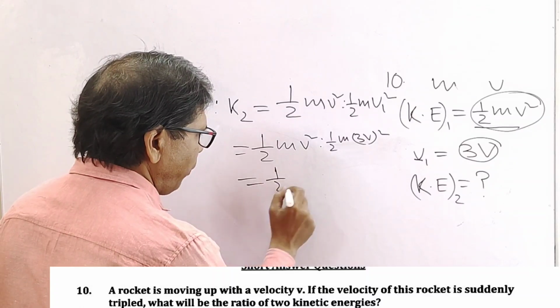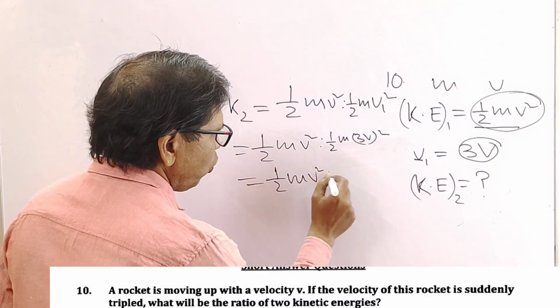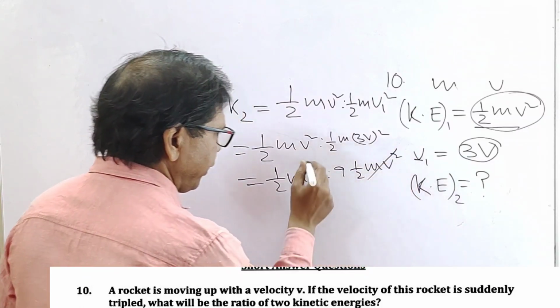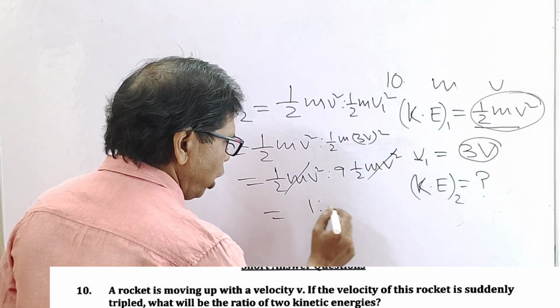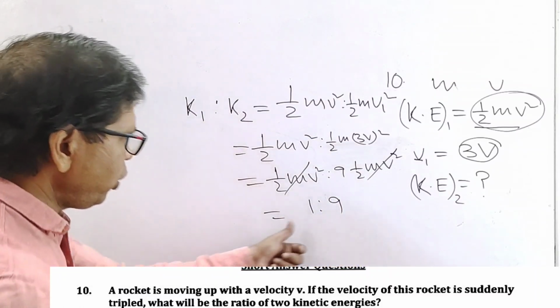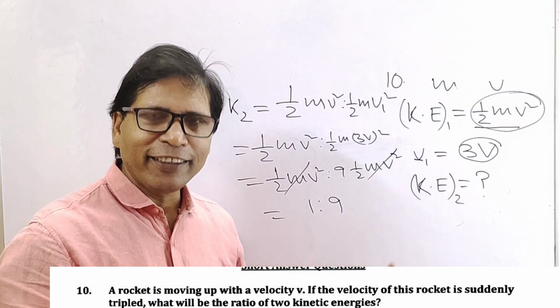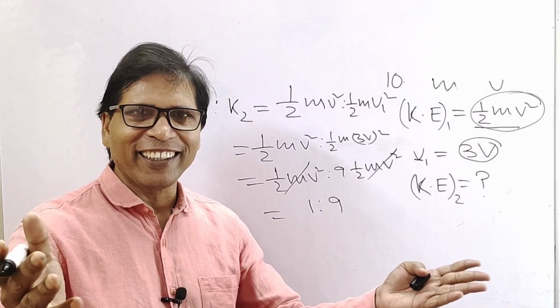Therefore, look at this, half mv square is to 9 into half mv square. This and this cancel out. Therefore, this is 1:9. So the ratio of initial kinetic energy and final kinetic energy is equal to 1:9.